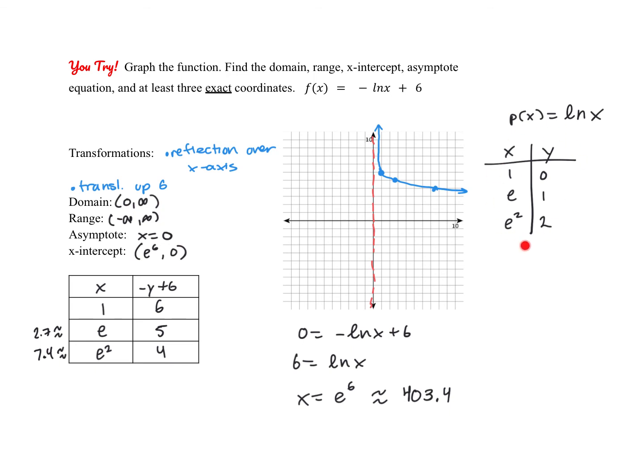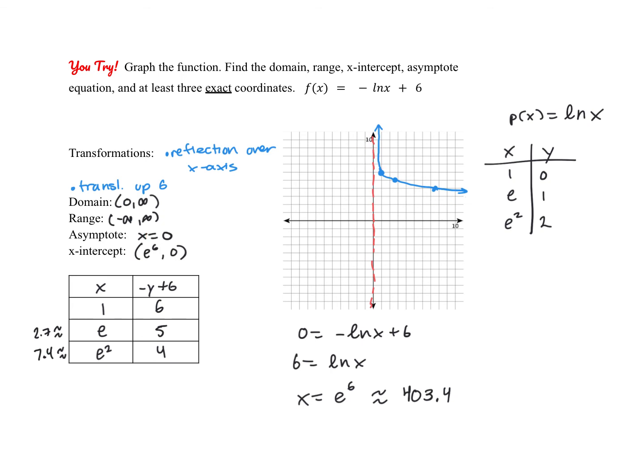So here's a couple coordinates from my parent function, which is the natural log of x. So these are the x values I picked, but if you want to pick like 1 over e, that would be fine as well. And then we have that reflection over the x-axis, and then our translation up 6, which are both vertical transformations. So our x values are unchanged, and then for our y values, you multiply by -1, then add 6. And I have the decimal approximations here just to help me plot my graph.